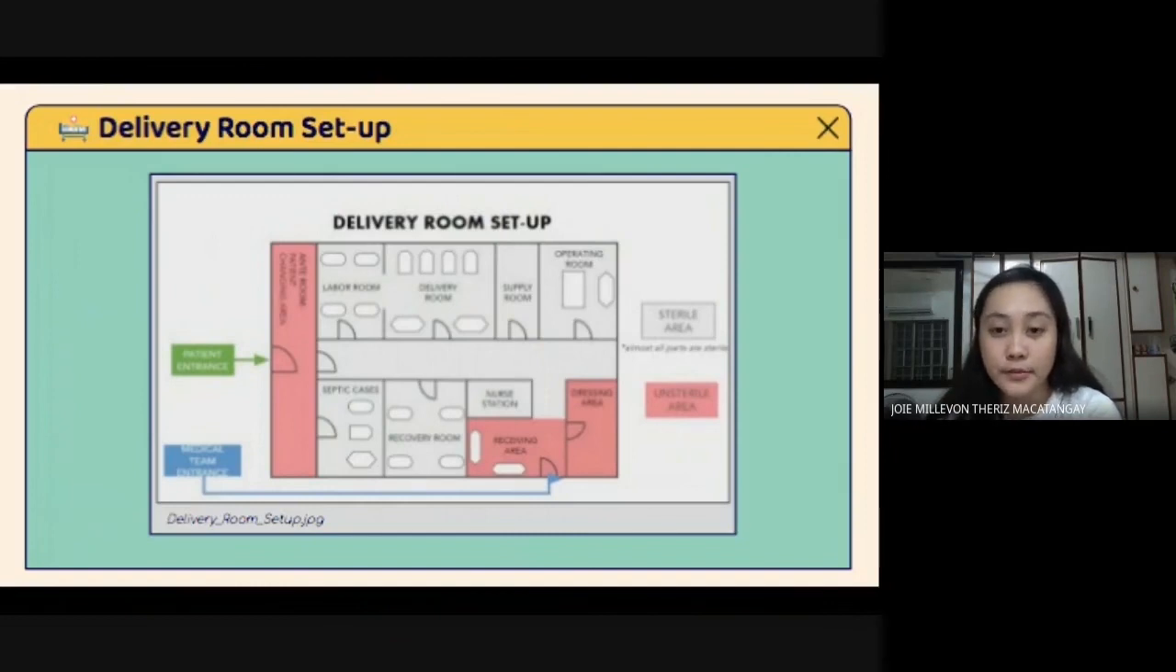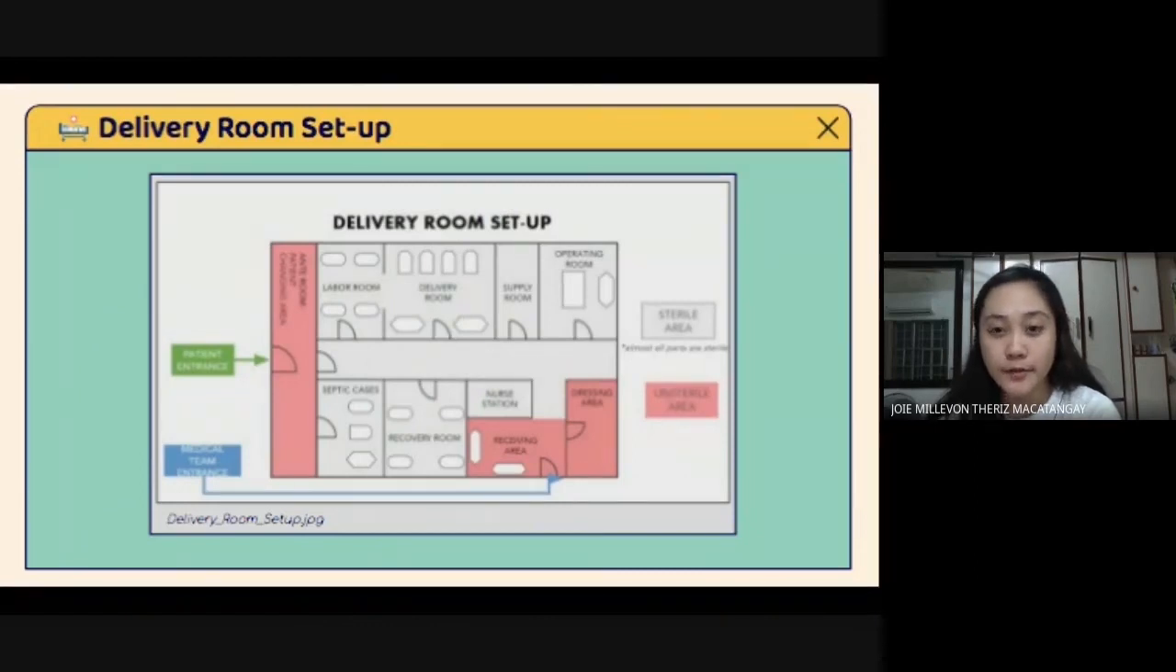Next po is the delivery room. So this is the room where the pregnant client gives birth. Makikita rin po rito ang DR table and medical supplies, and the patient will be positioned in a lithotomy position wherein the legs are flexed and nakalagay po sa stirrups, yung bakal po sa legs. Papakita ko po mamaya.